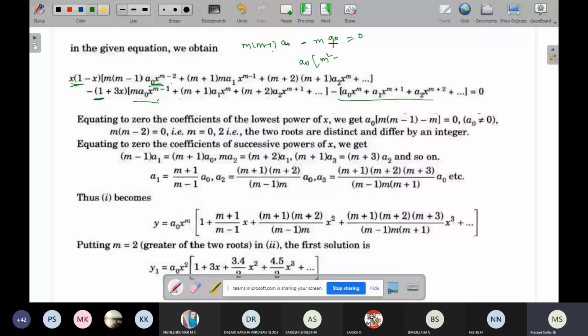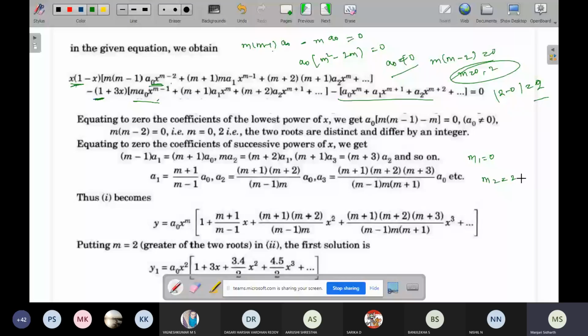Minus m, so m(m−2). a₀ cannot be 0, since it is the first term of this assumed series. So m(m−2) = 0, which means m equals 0 and 2. See, the roots' difference, 2 − 0 = 2, is an integer. So let us take m₁ as 0, the lesser one, and m₂ as 2.